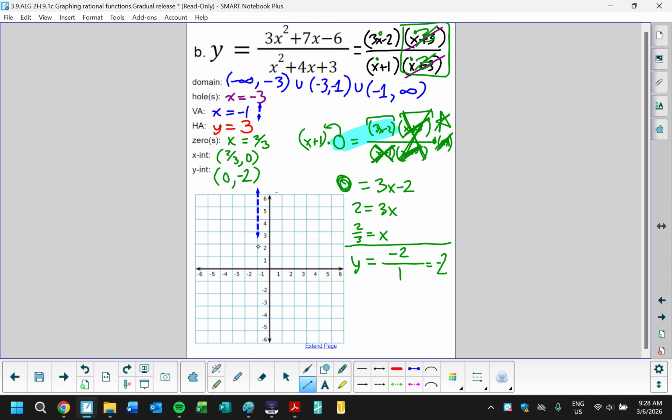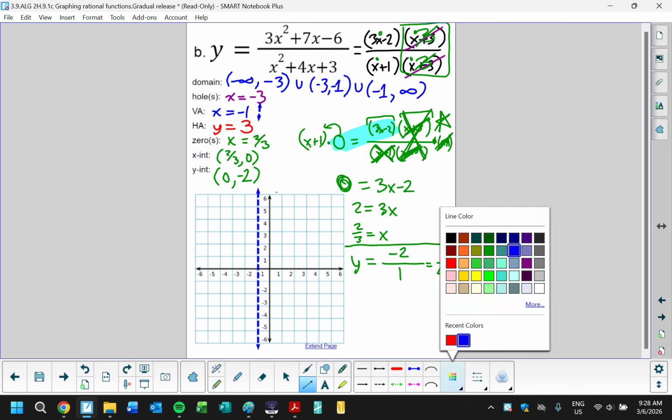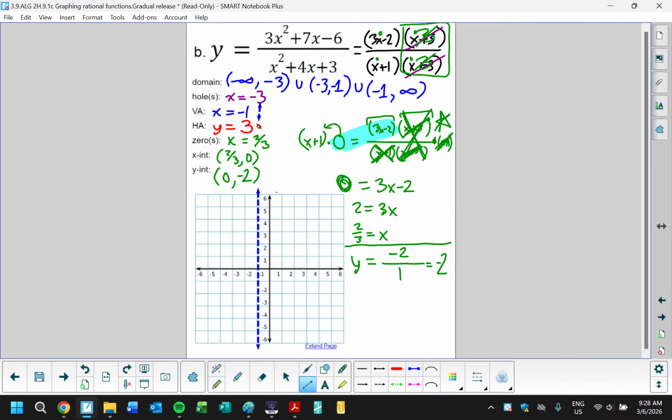So I'm going to plot a vertical asymptote at x equals -1. Now I'm going to notice that there is a horizontal asymptote at y equals 3. And interesting here, I have this whole thing now. I'm going to put a little star next to that, and we're going to come back to that later. Meanwhile, we have a couple points to plot. When x is 2/3, y equals 0. When x is 0, y equals -2.